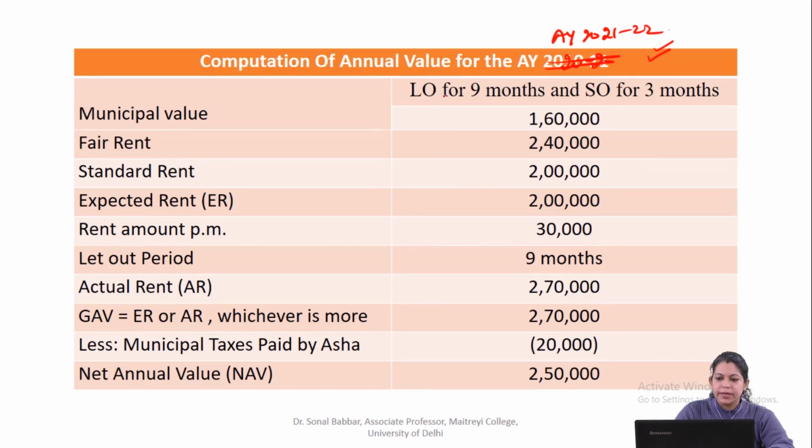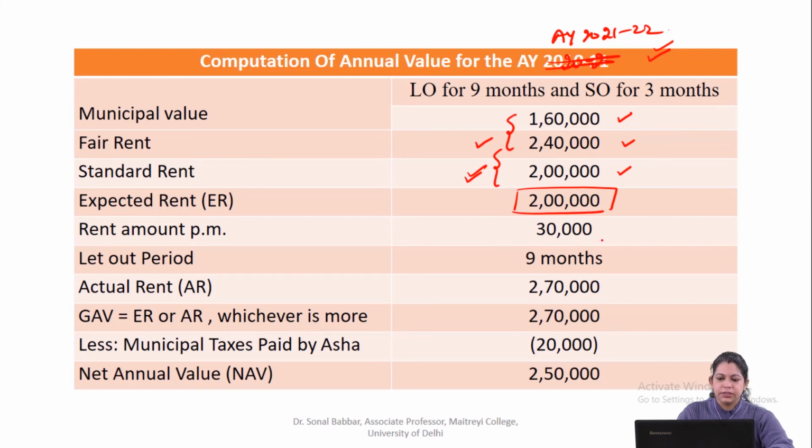So, computation of annual value for the assessment year 21-22. The house is let out for 9 months and self-occupied for 3 months. The municipal value is 1,60,000 as given in the question, fair rent 2,40,000, standard rent 2 lakh. So we take the expected rent: higher of the two, 2,40,000, lower of the two, 2 lakh. So 2 lakh becomes the expected rent.